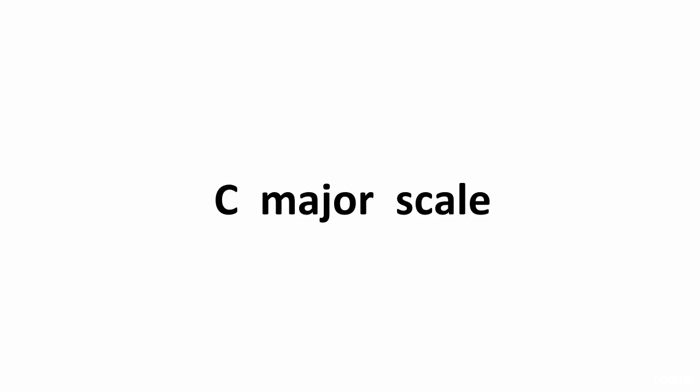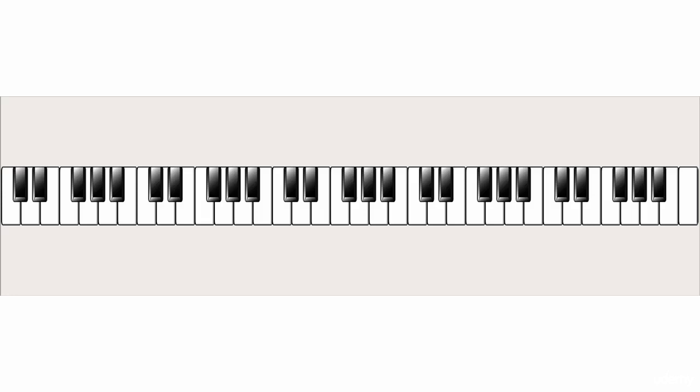C major. The easiest major scale is that of C. It consists of only white notes. It starts on C and it goes up to the next C one octave higher by playing all the white notes in ascending order. So let's have a look at how that looks on the keyboard.